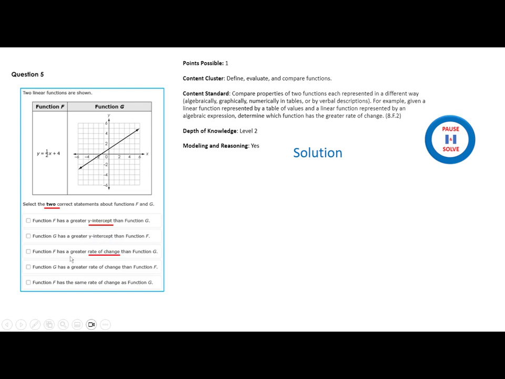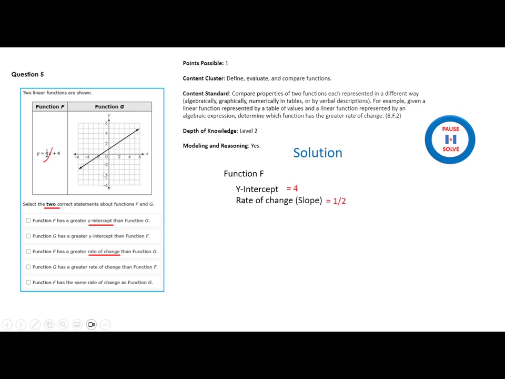Function f has a greater rate of change, function g has a greater rate of change, and function f has the same rate of change as function g. So we need to find the y-intercept and the rate of change of each of these functions. Let's look at function f. The y-intercept is when you put x equals 0. When x is 0, y is 4. The rate of change, the slope, is 1/2.